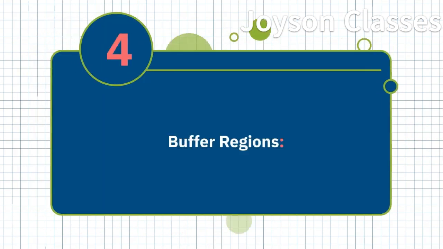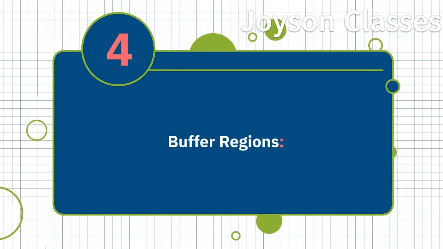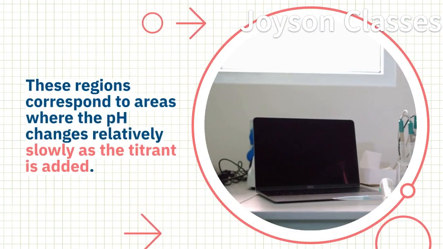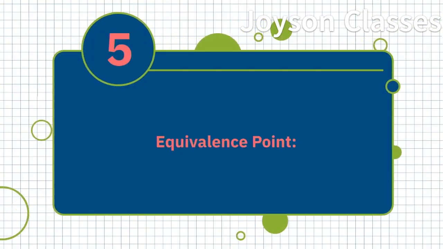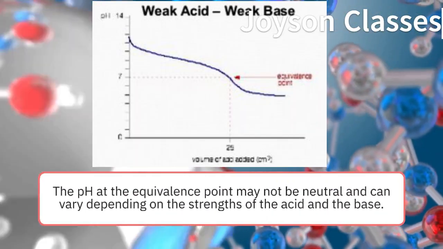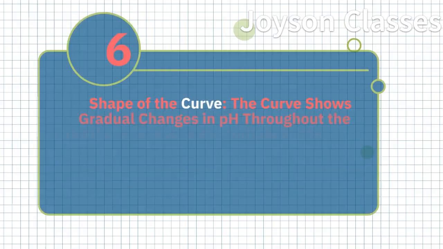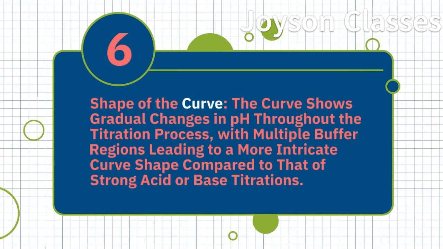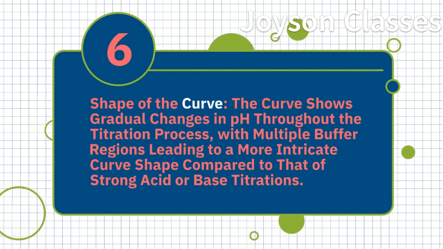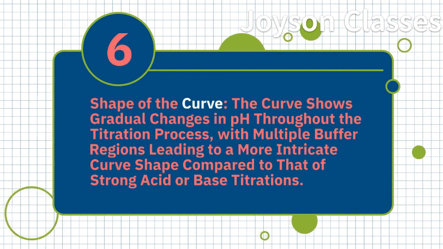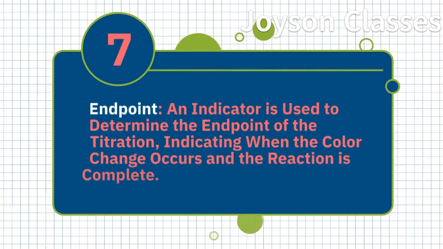4. Buffer regions. These regions correspond to areas where the pH changes relatively slowly as the titrant is added. 5. Equivalence point. The pH at the equivalence point may not be neutral and can vary depending on the strengths of the acid and the base. 6. Shape of the curve. The curve shows gradual changes in pH throughout the titration process, with multiple buffer regions leading to a more intricate curve shape compared to that of strong acid or base titrations.